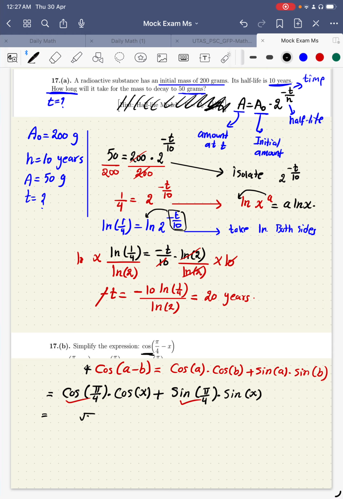I'm gonna get the square root of 2 over 2 times cosine of x plus the square root of 2 over 2 times sine of x. Now I'm gonna take the square root of 2 over 2 as a common factor. So I'm gonna have cosine of x plus sine of x. And like that, we did simplify it. We just separated the two angles inside into only one angle for each trigonometric function.